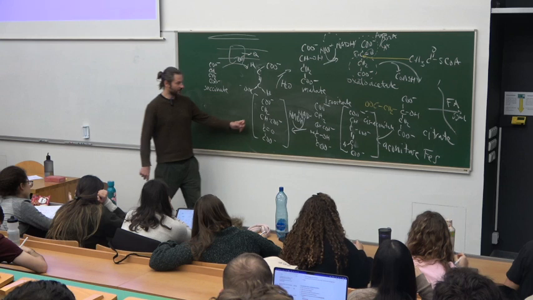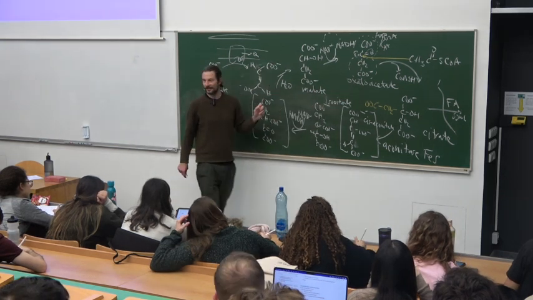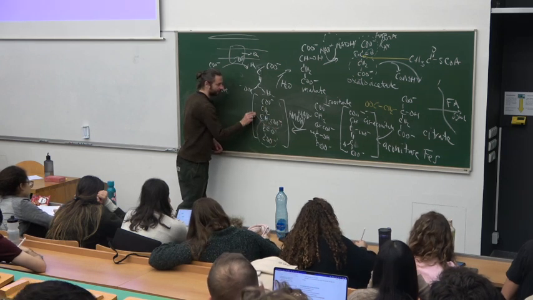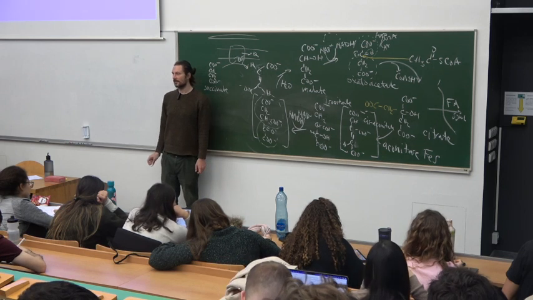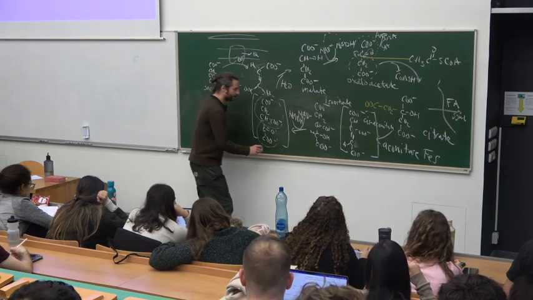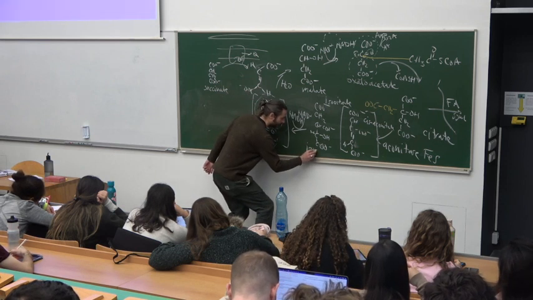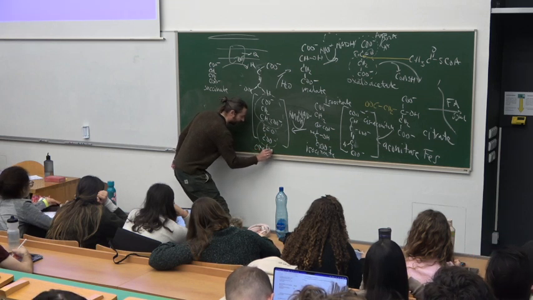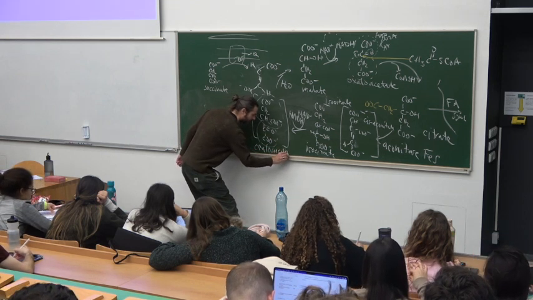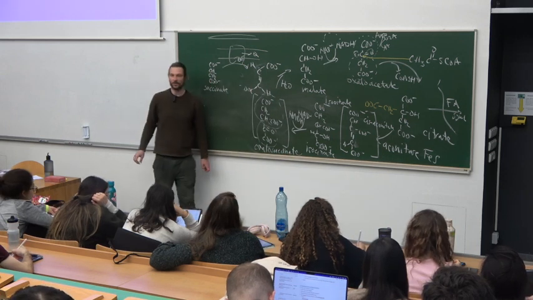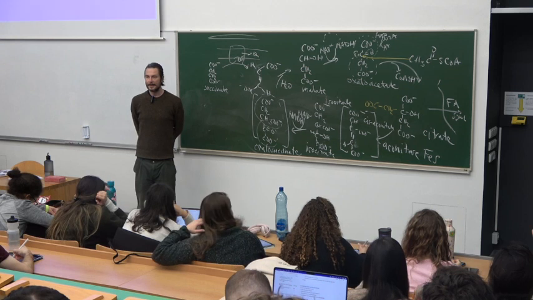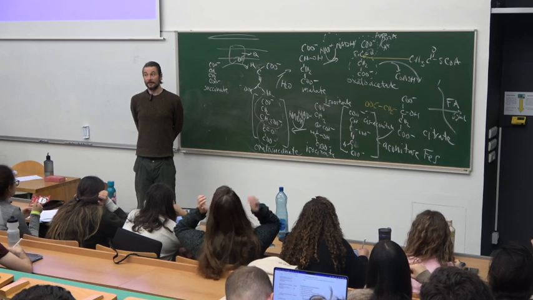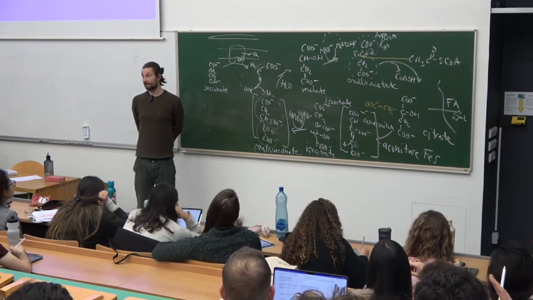And this compound, using the same rules that we had for oxaloacetate, is called oxalosuccinate. So this is isocitrate. And this is oxalosuccinate. Now, as I said, this is an unstable intermediate.